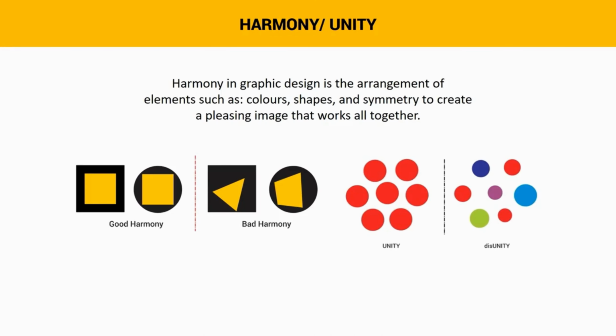1a. Harmony. Harmony in graphic design is the arrangement of elements such as colors, shapes, and symmetry to create a pleasing image that works all together. Harmony can be described as sameness, the belonging of one thing with another. The repetition of design elements like color, texture, shape, and form is one of the easiest ways to achieve harmony to create a composition.